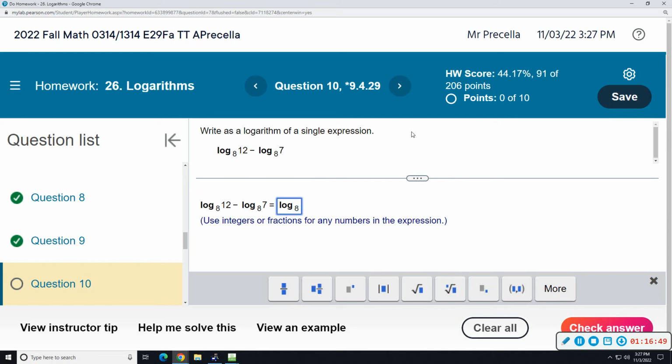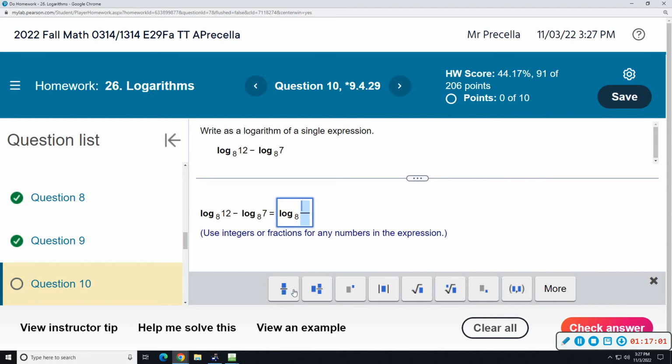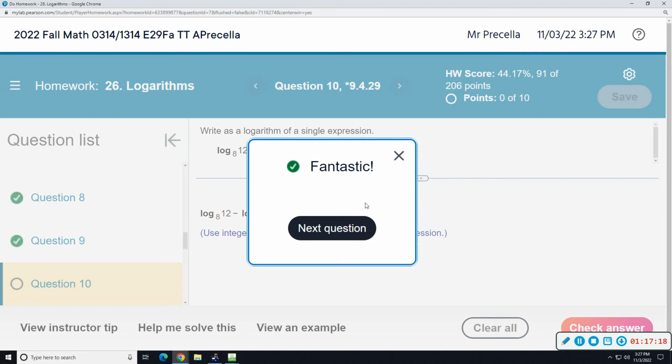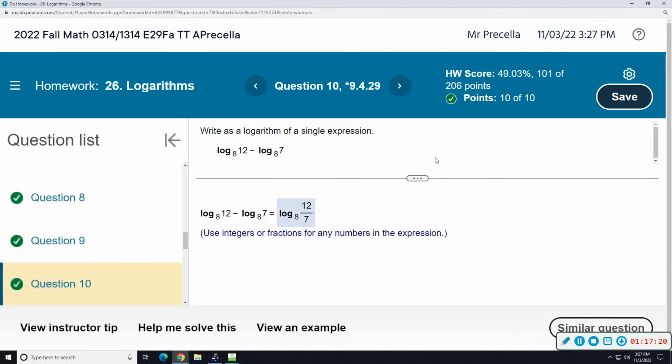Now, will there be a fraction bar in this argument? Do I need a fraction bar? Yes, because of what? Okay, that minus right there. So we have a fraction. What goes on top? The 12, I agree. Anything else on top? No. What about on bottom? 7. Any questions there?